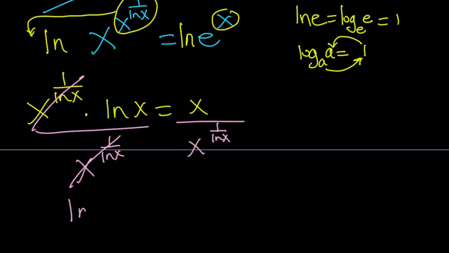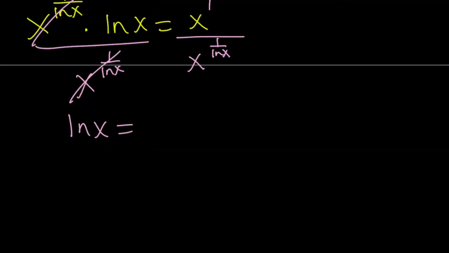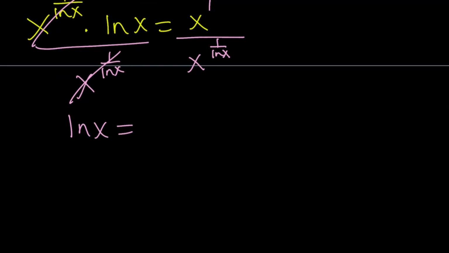ln x equals x to the power 1 divided by x to the power 1 over ln x. So how do you interpret that? Since we're dividing two powers with the same base, we're going to subtract the exponents, right? So we can write this as x to the power 1 minus 1 over ln x. And this looks complicated, doesn't it? You can definitely always guess and check. You could have done that before, but let's make it simpler. Let's make it more manageable.